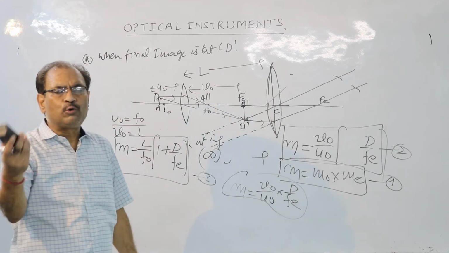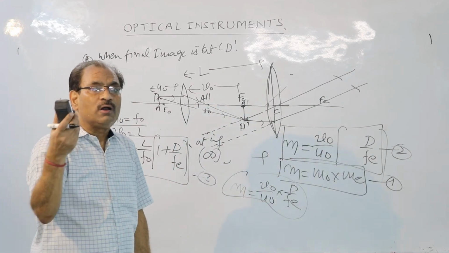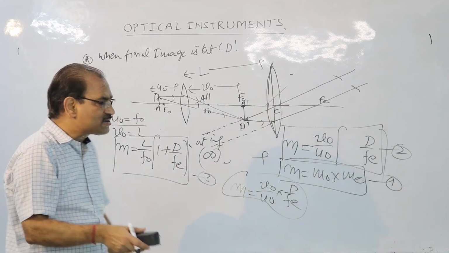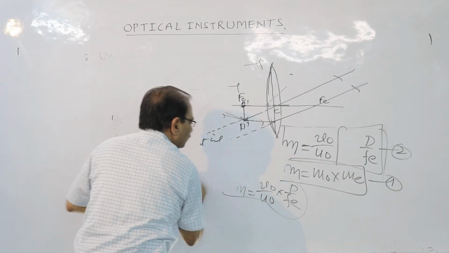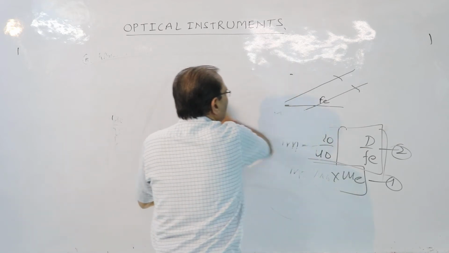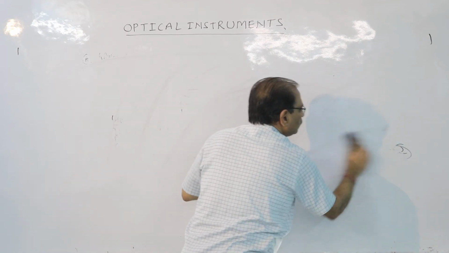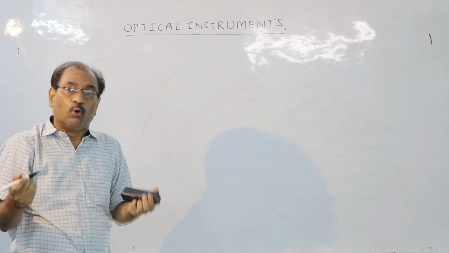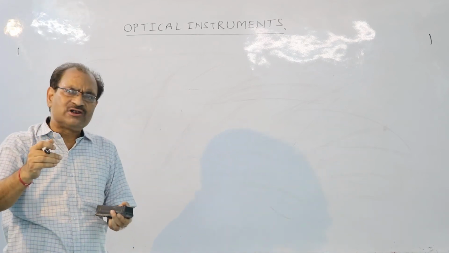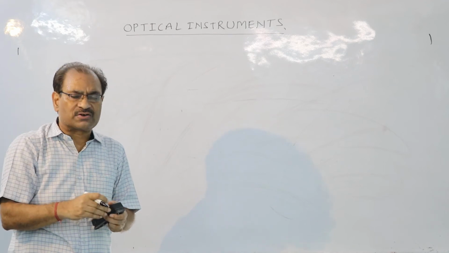Children, let us now come to the next optical instrument called astronomical telescope. Astronomical telescope. So our next thing is astronomical telescope. So can you tell me what a telescope is? Telescope is an instrument which is basically used to see distant objects.